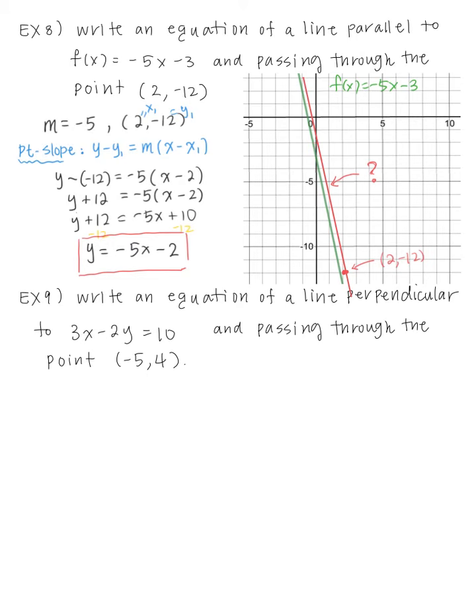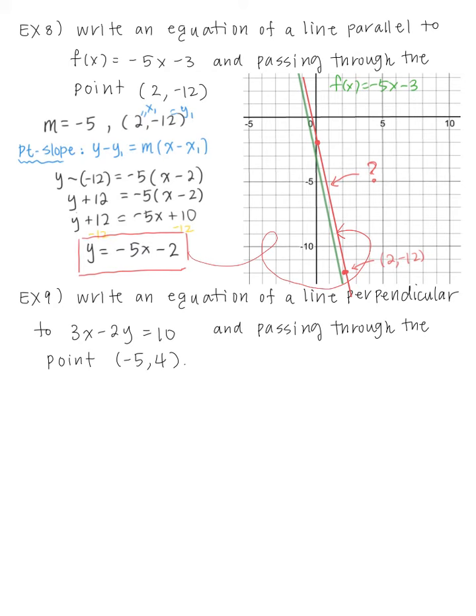So it makes sense. All right, I know it's really hard to see. Sorry about that. There you go. So there you have it. Our answer is y equals negative 5x minus 2. So that is the equation of our red line. Okay, so then let's take a look at example 9.